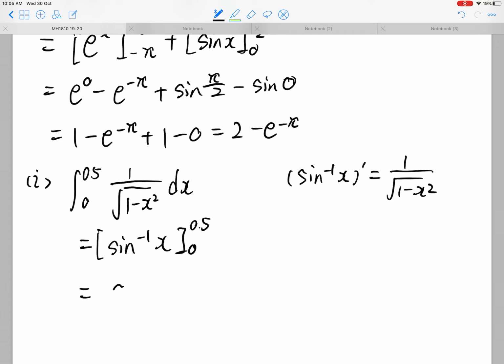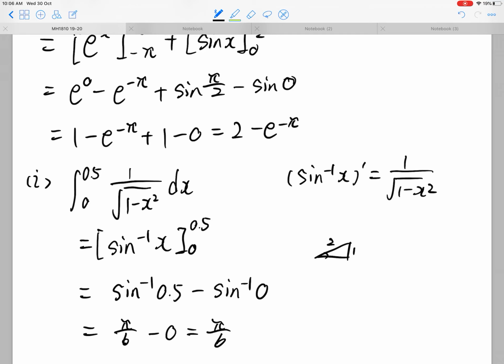Then what is sine inverse 0.5? It's just sine what equals 0.5. Notice that sine 30 degrees, sine pi over 6, is 1 over 2. So sine inverse 0.5 is pi over 6. And sine inverse 0 just means sine what equals 0. Sine 0 equals 0, so it's 0. So the answer is pi over 6.